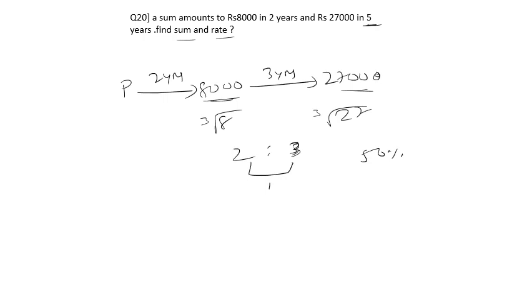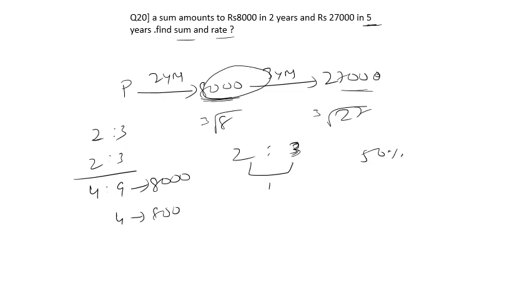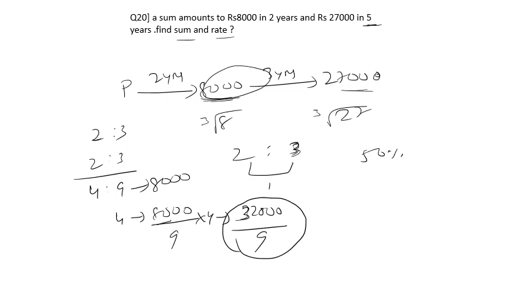Now if the rate is 50%, in 2 years it will be 2:3, 2:3, right? So 4:9, 9 corresponds to 8,000, right? 9 corresponds to 8,000, then 4 will correspond to 8,000 by 9 into 4, that is 32,000 by 9. This will be my principal. This is principal and this is rate. Okay, now moving to the next question.